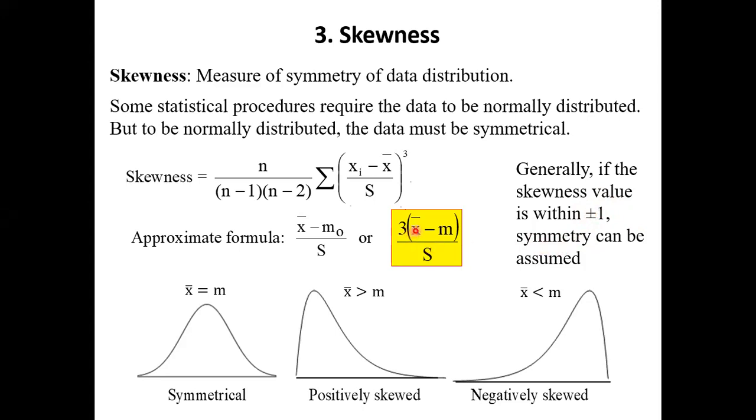Symmetrical means these two are not very far apart. Asymmetrical means these two are very far apart, to the positive or to the negative. So that is skewness.